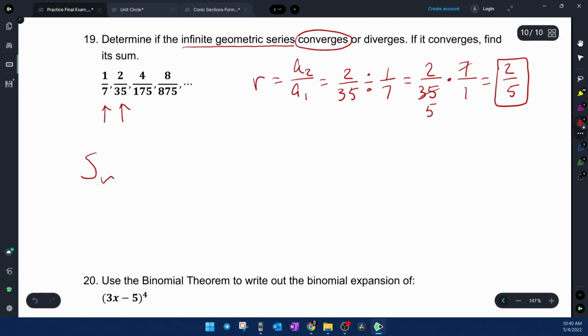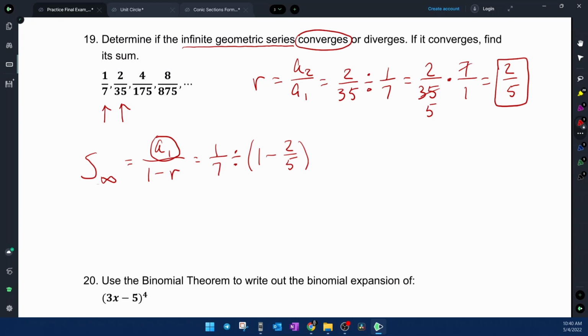So the sum formula for an infinite geometric series is a sub 1 divided by 1 minus r. And plugging in, that's going to be the first term, which is 1/7, divided by 1 minus r, which is 2/5. And then if I want, I can plug that into the calculator, or I can do it manually. Let's do it by hand real quick. That's 1/7 divided by 1 minus 2/5, which is 3/5. Keep change flip.